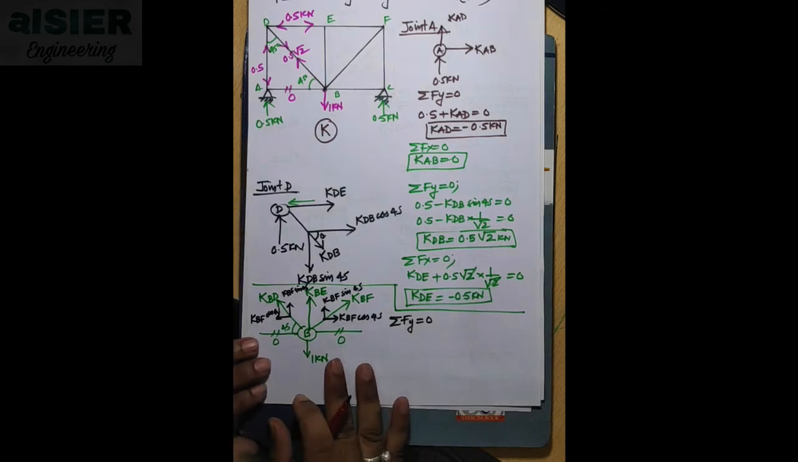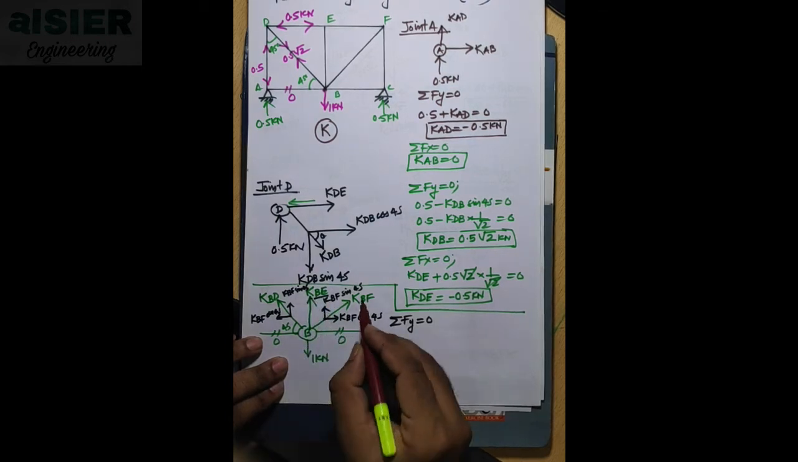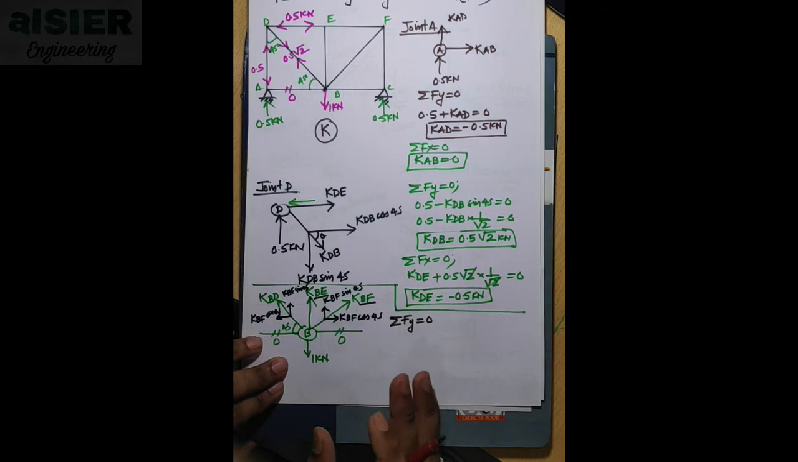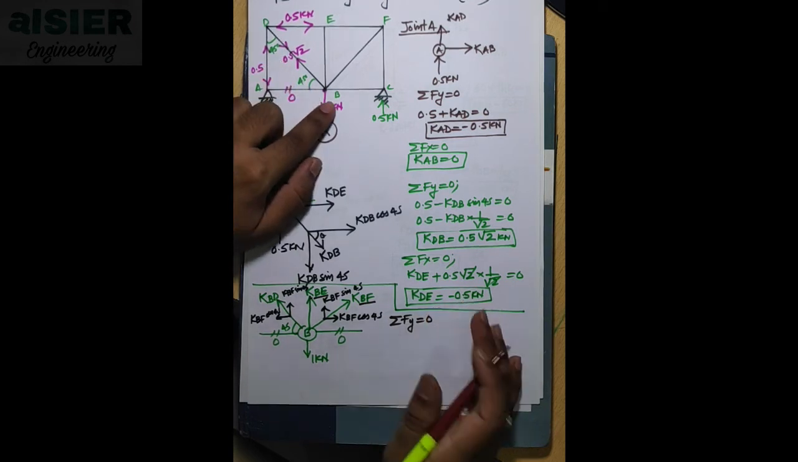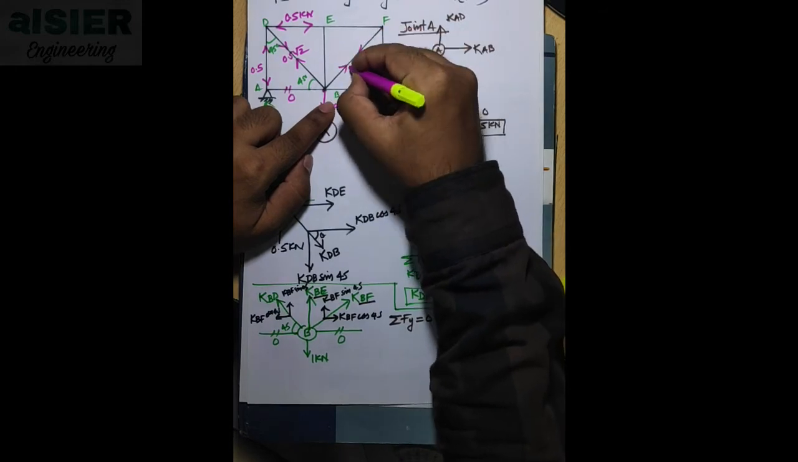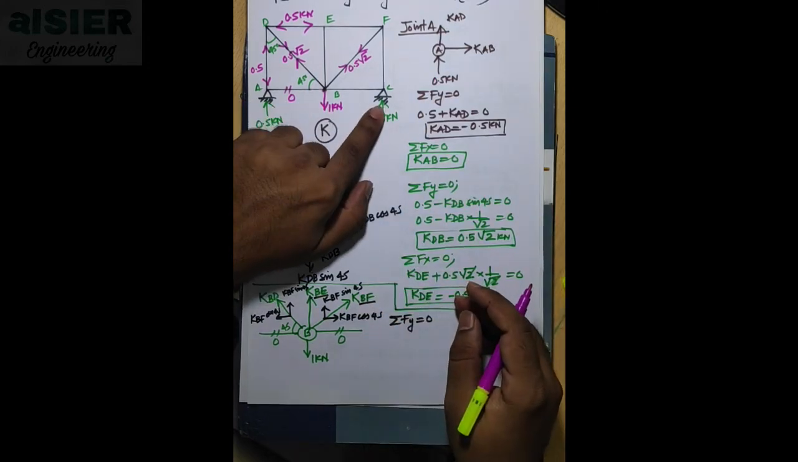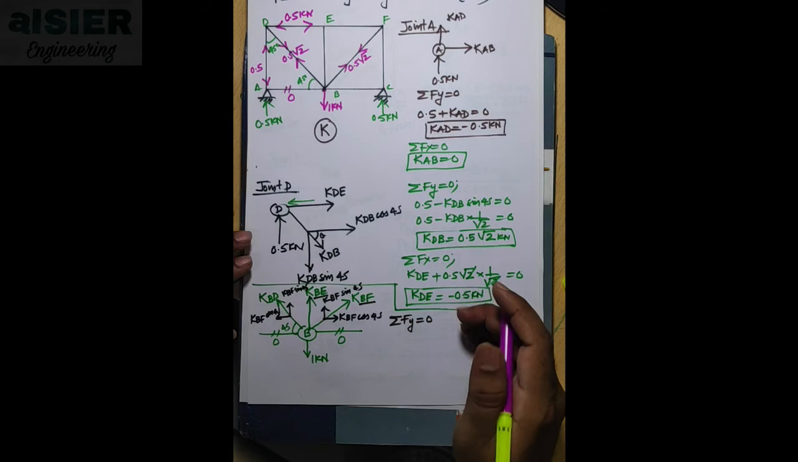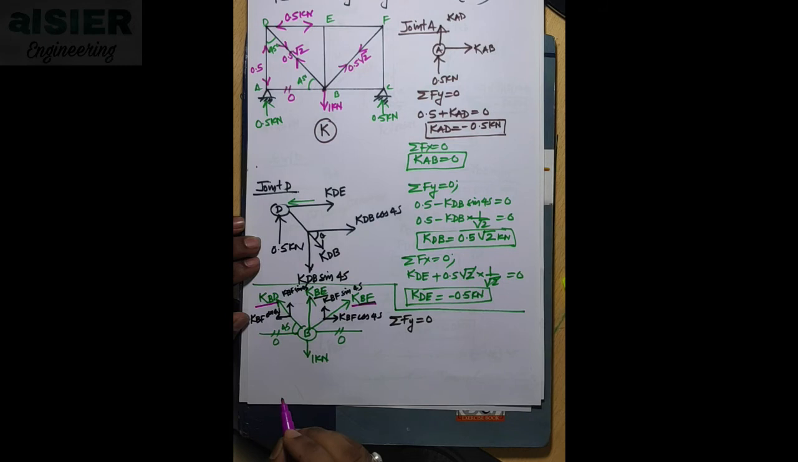Now see, in this case there are two unknowns actually, KBE as well as KBF. Fine, but we can make use of symmetry here. We know value of KBD. Value of KBD is 0.5 root 2. So we will consider that value of KBF is also 0.5 root 2. This is because of the symmetry, right? So we know value of KBD, we know value of KBF. The only unknown is KBE. So now we will do summation of Fy.